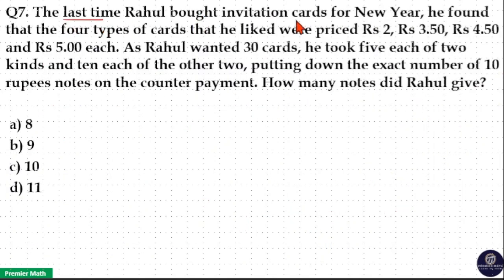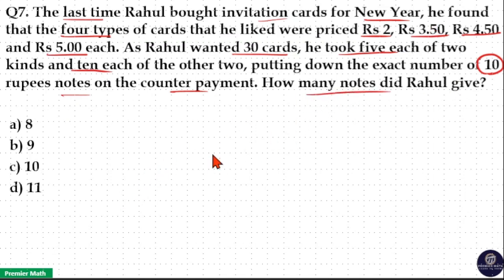The last time Rahul bought invitation cards for New Year, he found that 4 types of card that he liked were priced Rs 2, Rs 3.5, Rs 4.5 and Rs 5 each. As Rahul wanted 30 cards, he took 5 each of 2 kinds and 10 each of other 2 kinds. Putting down the exact number of 10 rupees notes on the counter for payment. How many notes did Rahul give?